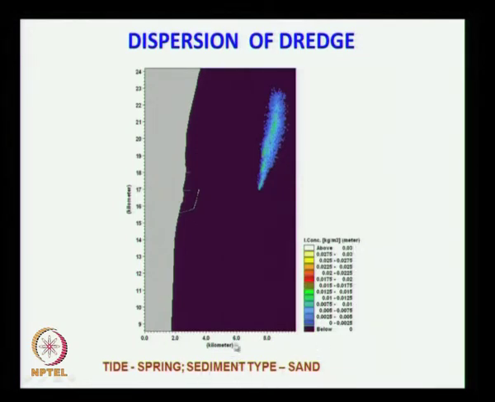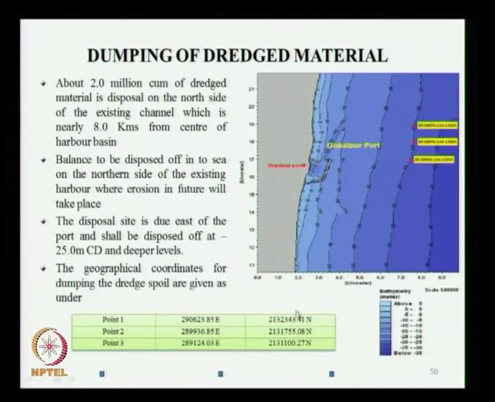For various tide we can do a numerical model and we have shown the locations where this dredge material will be dumped. So 2 million cubic meter will be disposed on the north side of the existing channel which is nearly 8 kilometers from the center of harbour basin, and the balance we have to dispose it off into the sea. This deposit is about 25 meter CD, the coordinates also are given. So now this estimate has been revised, about 5 million cubic meter will be disposed to the north side and 3.5 million cubic meter will be disposed to these locations.